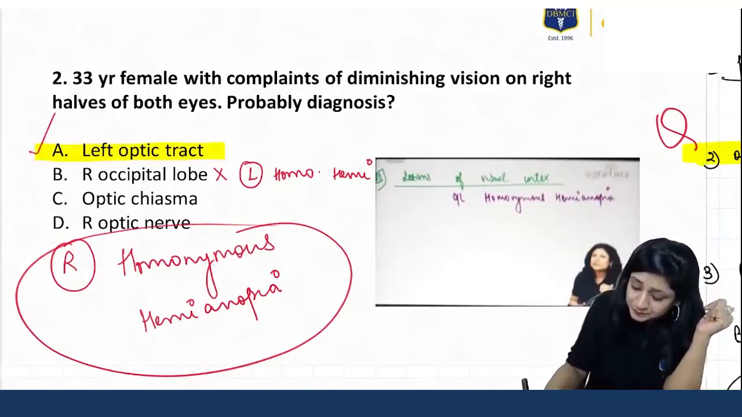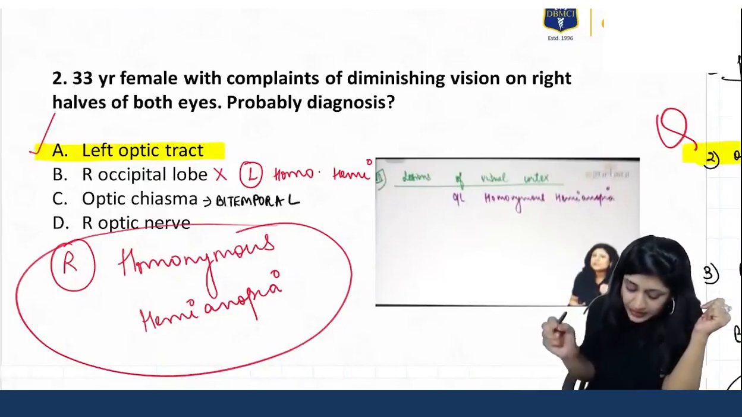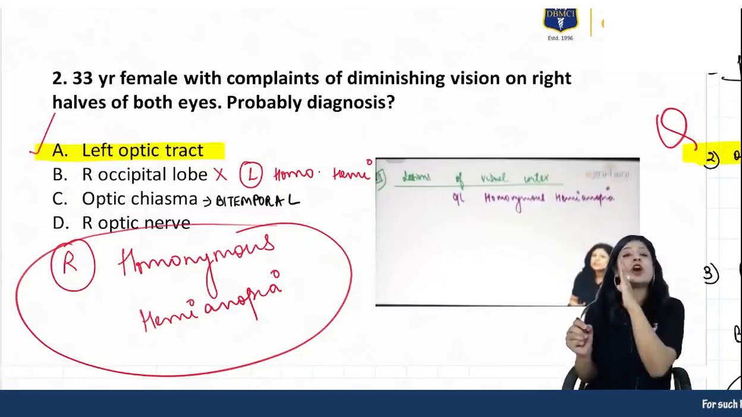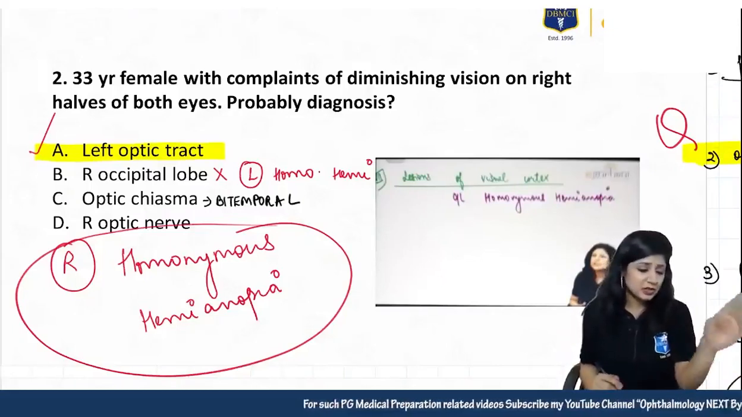Optic chiasma will cause the bitemporal hemianopia, and right optic nerve. Right optic nerve will cause right side total diminution of vision and left side normal vision.